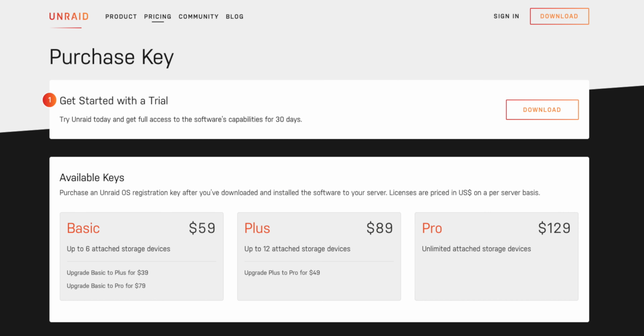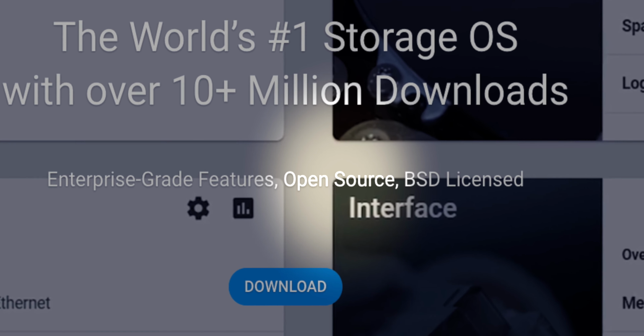where in FreeNAS there is no such thing. Cost is another difference. UnRAID starts at $60 and goes up to $130 depending on how many hard drives you want to have plugged in, whereas FreeNAS is completely free. FreeNAS is also open source, but UnRAID is not.